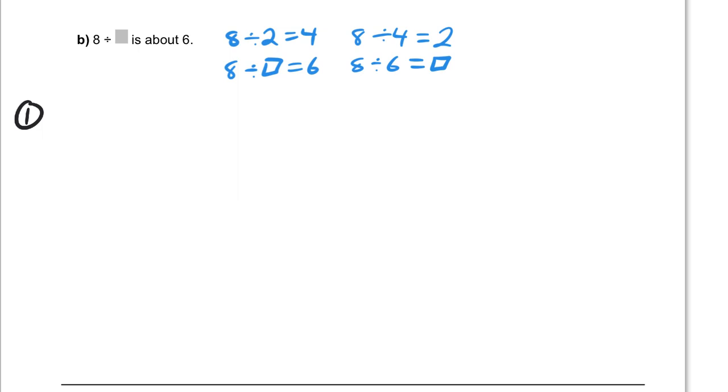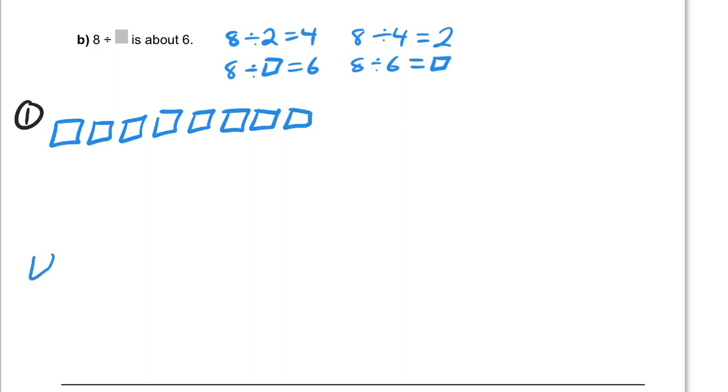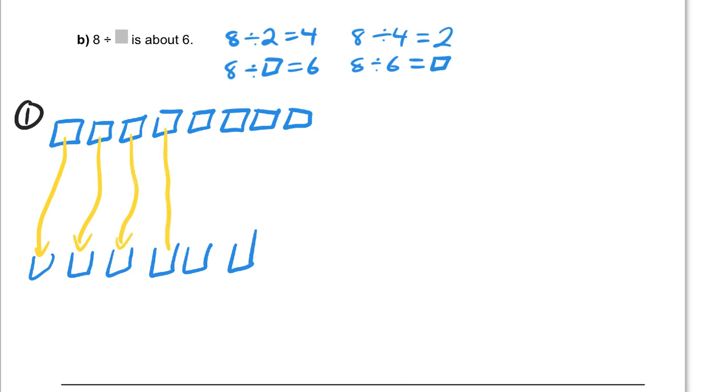So let's say here are our 8 pieces. 1, 2, 3, 4, 5, 6, 7, 8. Those are our 8 wholes. And we have to share them amongst 6 containers. I don't care what they are. It could be people, could be whatever. But we have to share these 8 amongst these 6 containers. So what we can do is we can say, well, this container gets this whole, and this whole goes over here, this whole goes over here, and then we have 2 left over, right?